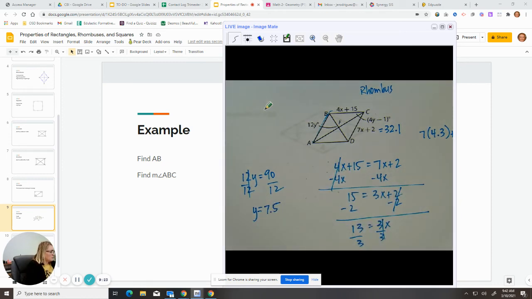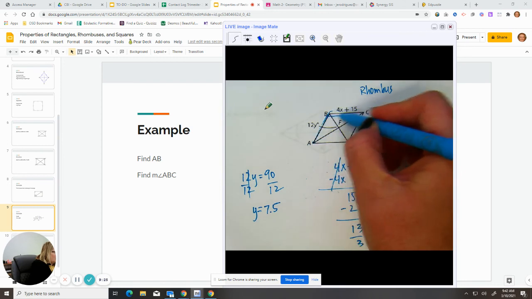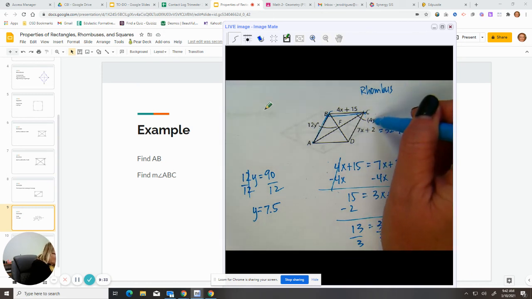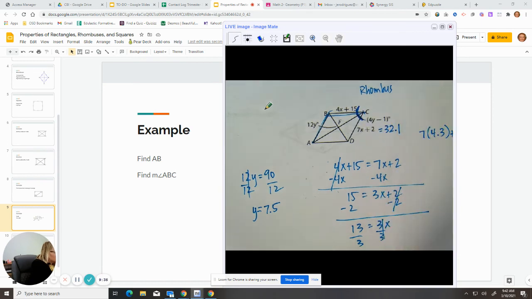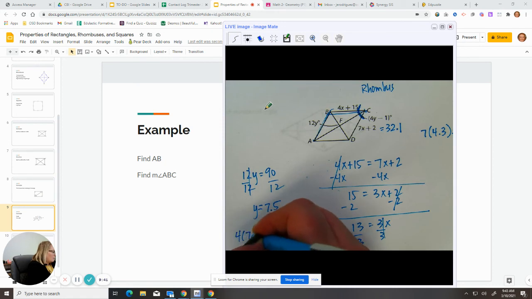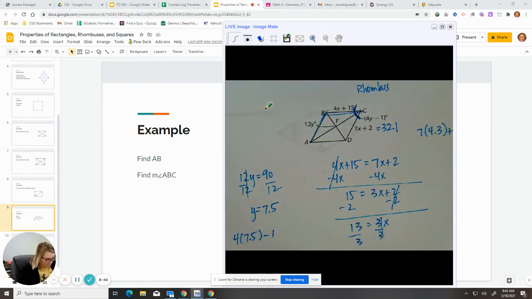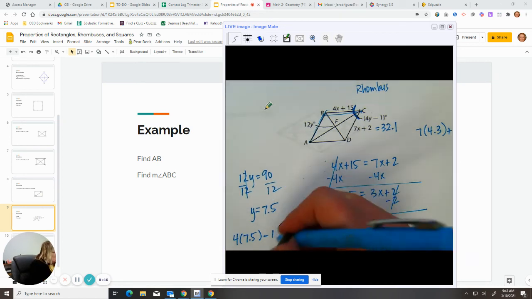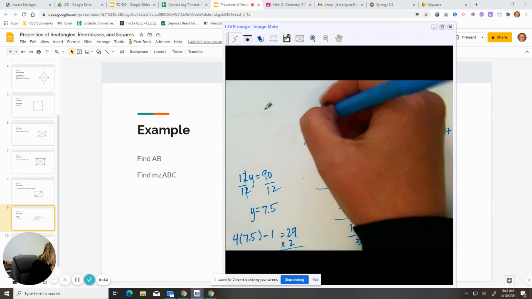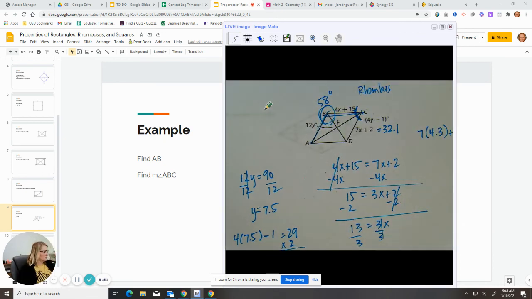So now to be able to find this angle of ABC, we're going to have to figure out this one first, and then by plugging in y, and then multiplying it by 2 so that we can get an entire angle. So we would say 4 times 7.5 minus 1, which is 29. And we would times it by 2, which is 58. So this degree right here is 58 degrees. That angle right there, 58 degrees. Okay?